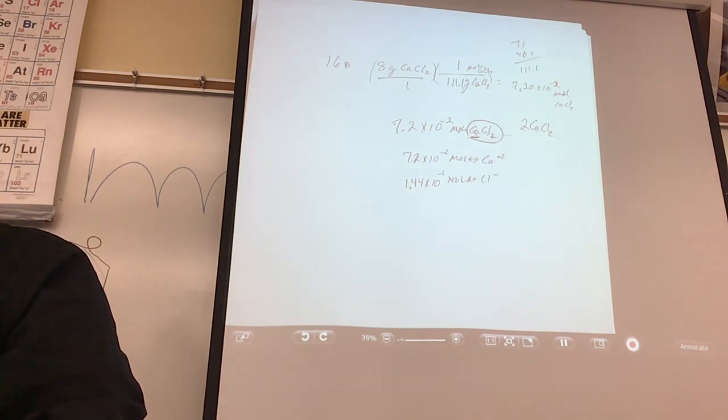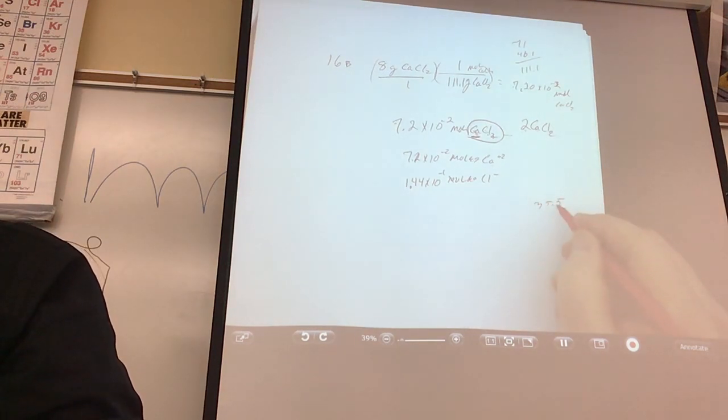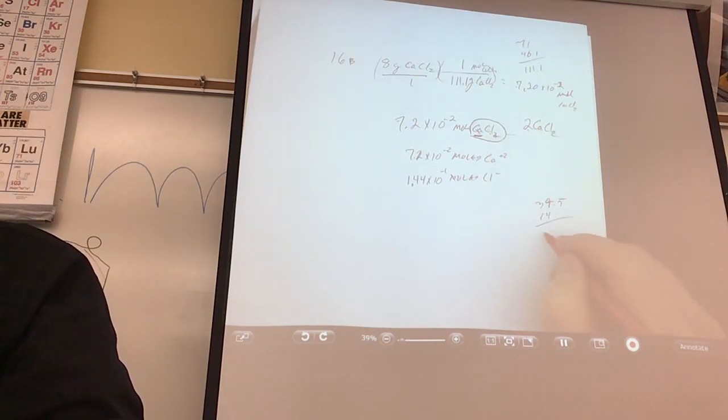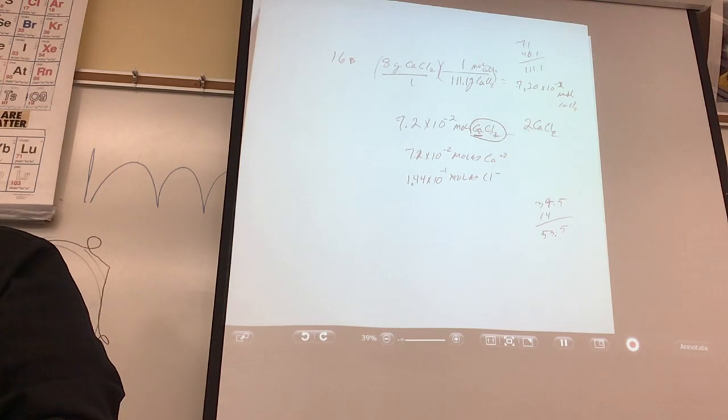Take 10.7 and divide it by, let's see, 35.5 plus 4, that's 39.5, plus 14, 53.5, is that right? Is it 53.5? Yeah, is that right? Did you get a molar mass of 53.5?